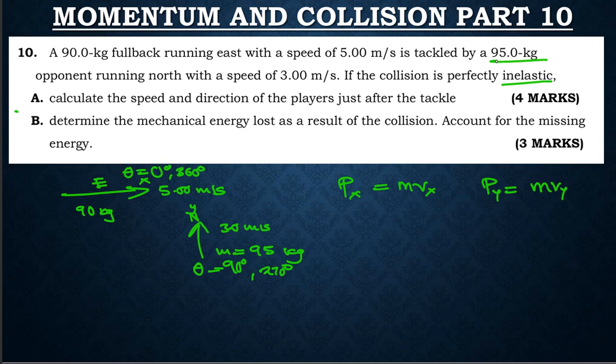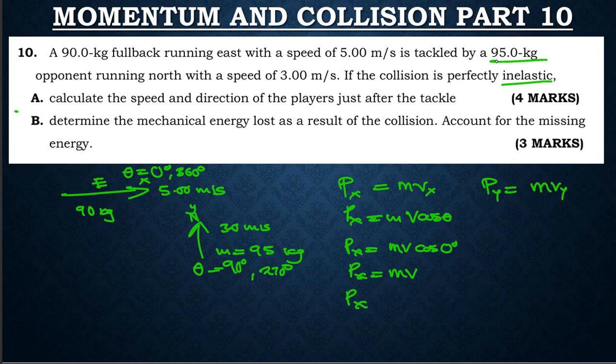So the px is given by m times vx. Now the vx will be given by v cosine theta. Of which we're going to have m v cosine 0. Cosine 0 is just 1. So our px is going to remain with m times v.